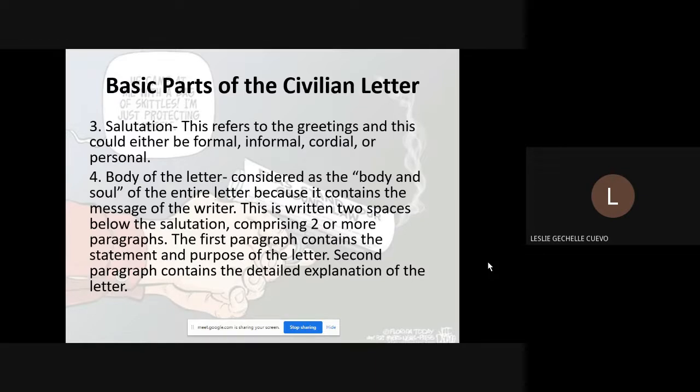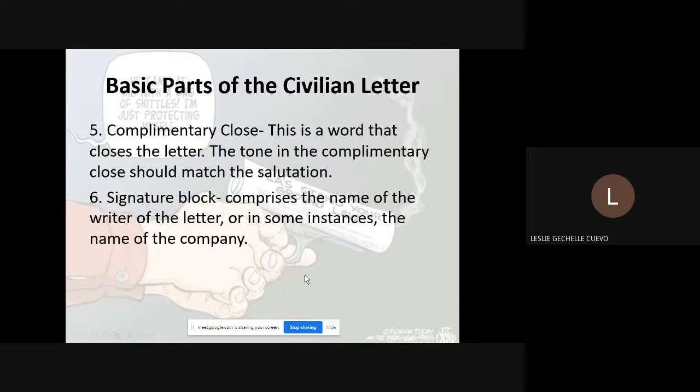Okay. Balik tayo sa body of the letter. So, this is written 2 spaces below the salutation. So, take note of the spacing. Comprising 2 or more paragraphs. The first paragraph contains the statement and purpose of the letter. And then, the second paragraph contains the detailed explanation of the letter. Kumbaga, sa first paragraph, intro muna. Okay.